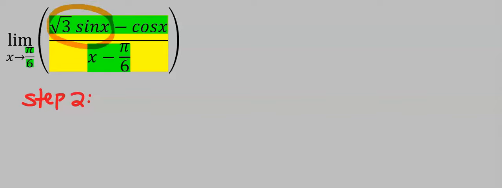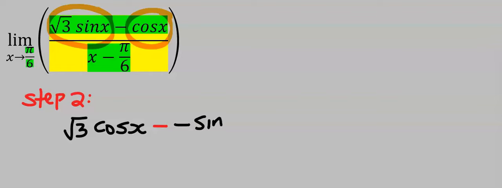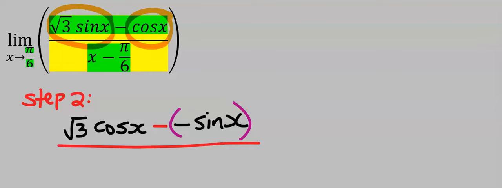Differentiate root 3 sine x, and we have root 3 cos x. Next, we differentiate cos x, and we're going to have minus sine x. This will be in a bracket. Next, differentiate x, and you're going to get 1. Next, differentiate pi over 6, and you have 0, because there is no x to differentiate with respect to. It is a constant, which is 0.